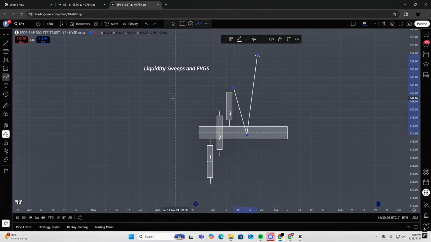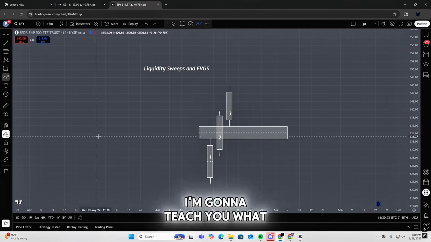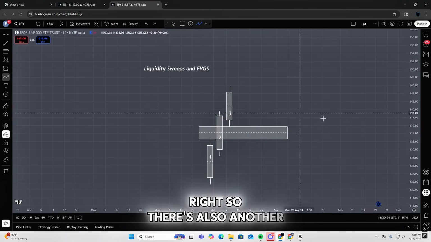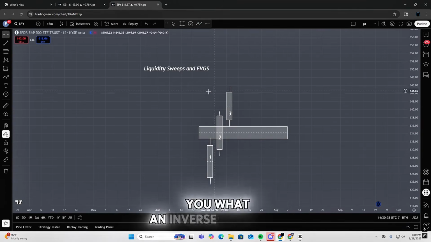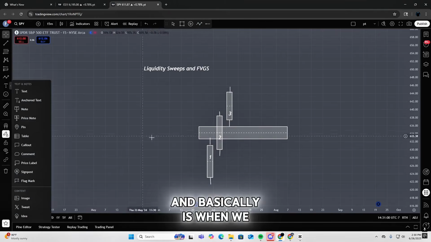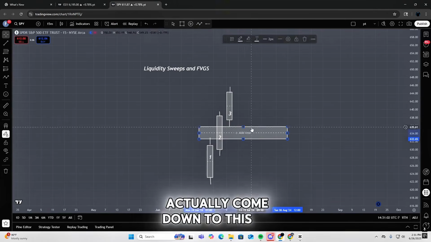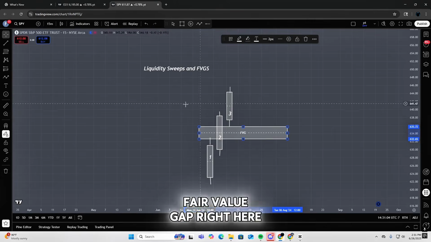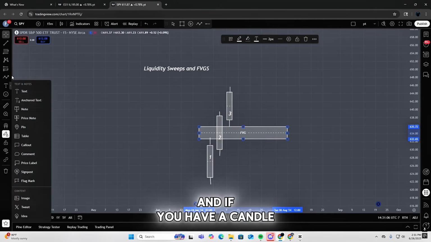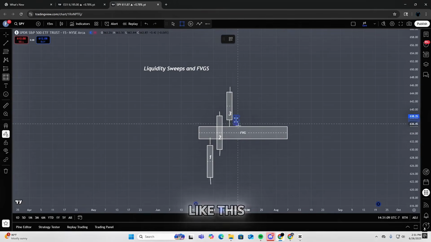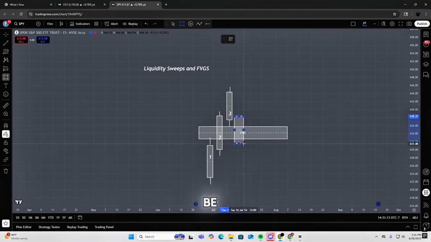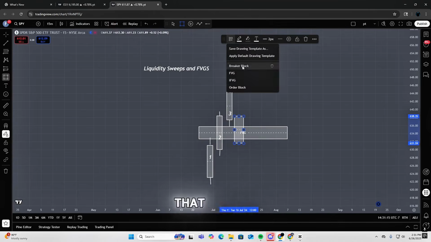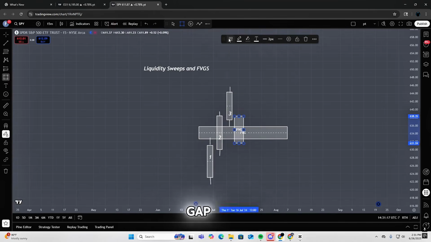But this is where I'm going to teach you what a liquidity sweep is, right? There's also another thing called inverse fair value gaps. So I'm going to teach you what an inverse fair value gap is, and basically it's when we come down to this fair value gap right here, and you have a solid candle close, it could be just like this, or it just has to be a candle close underneath the fair value gap. That creates an inverse fair value gap, right?